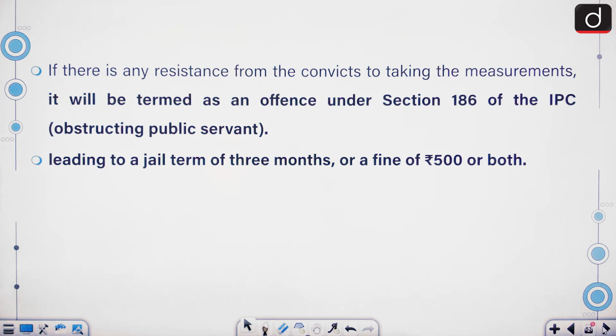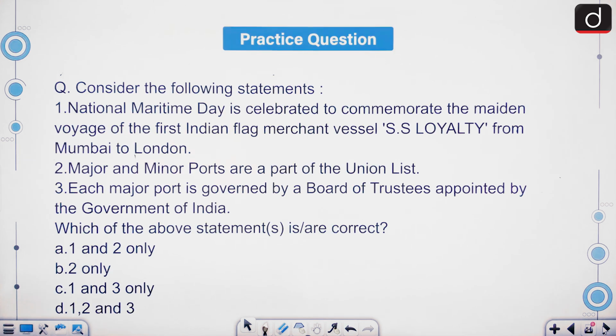If there is any resistance from the convicts to taking measurements of them, it will be termed as an offence under Section 186 of the IPC, leading to a jail term of 3 months or a fine of ₹500 or both. Consider the following statements. National Maritime Day is celebrated to commemorate the maiden voyage of the first Indian flag merchant vessel SS Loyalty from Mumbai to London. Major and minor ports are a part of the Union list. Each major port is governed by a board of trustees appointed by the Government of India. We have to select the correct statement.